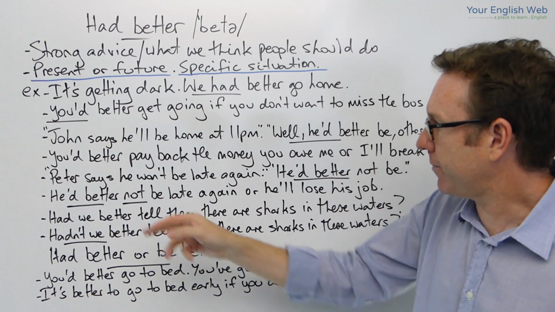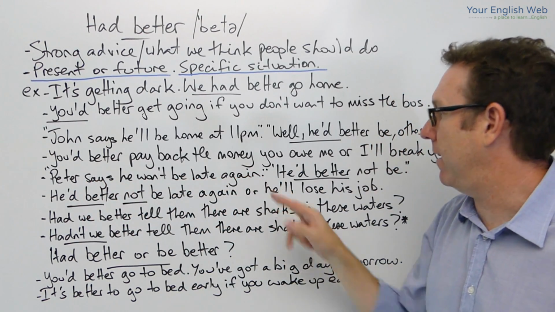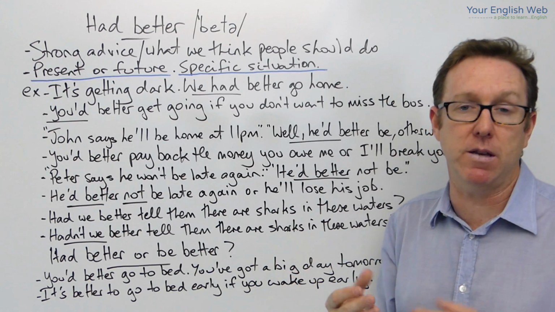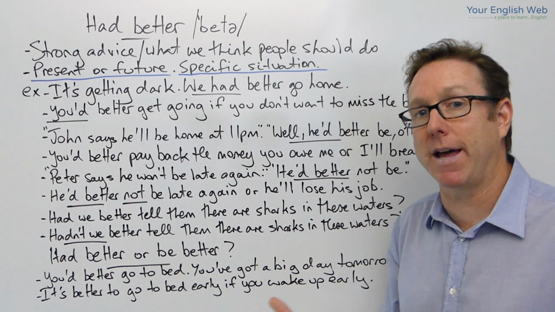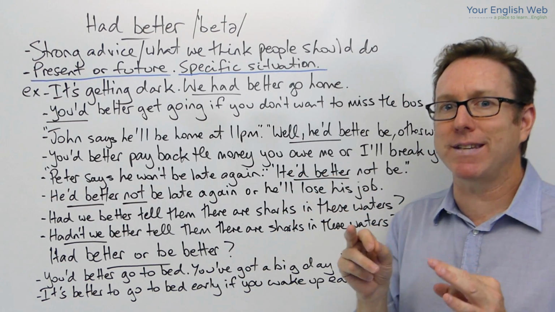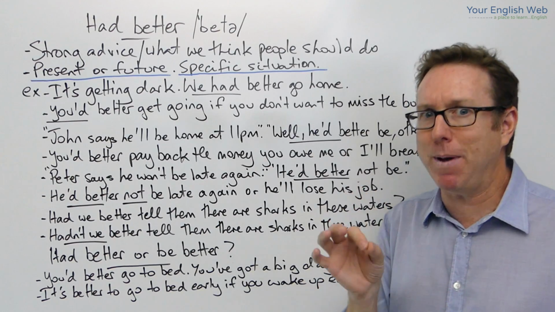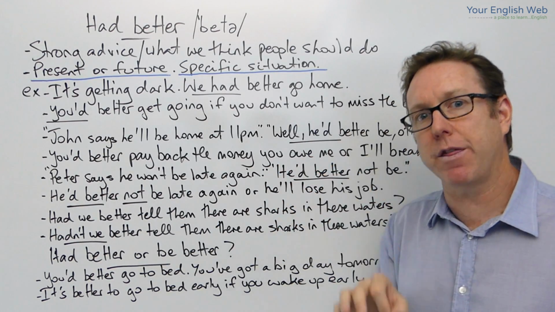Get the point? Now, the next one. Peter says he won't be late again. Peter says he won't be late again because he has a history of arriving late to work. So he says he won't be late again. And the boss says he'd better not be. Now you can take that as a threat as well. He'd better not be late again or I'll sack him. Okay, so there's the threat.